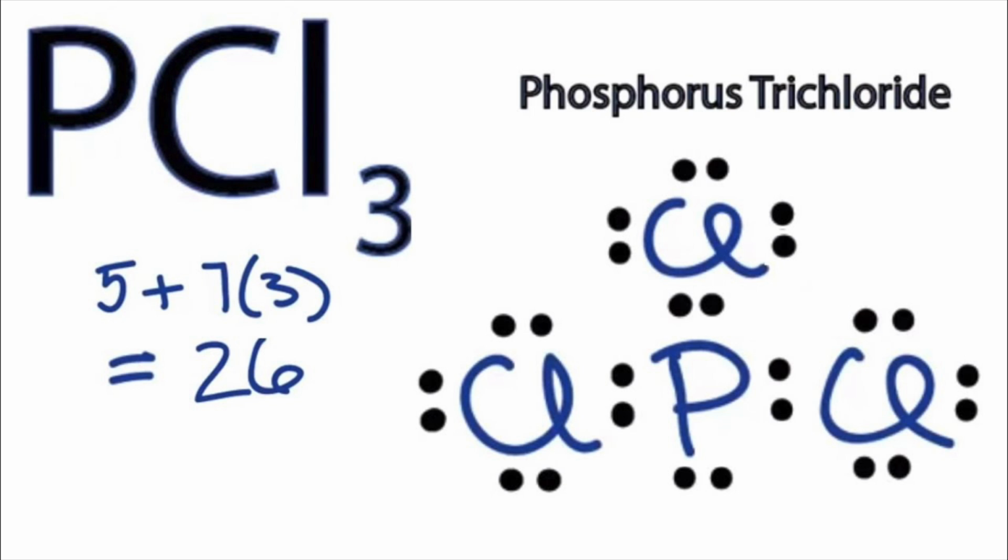Finally, to determine whether it's a polar or nonpolar covalent bond, the electronegativity difference must be looked at. Phosphorus has an electronegativity value of 2.2, while chlorine has an electronegativity value of 3.2. The difference between the two values is 1, and this, along with the shape of the structure, makes the compound polar. To learn more about electron configuration and shapes, check out our previous video on that.